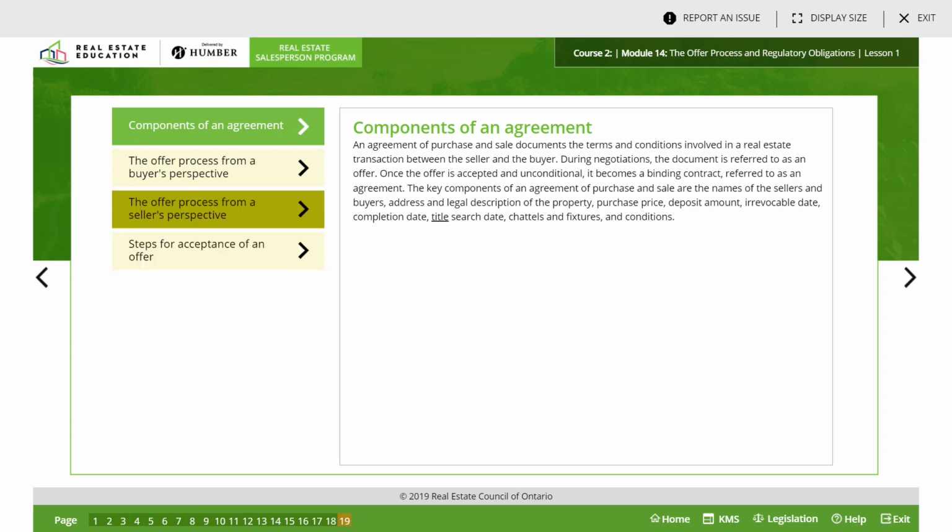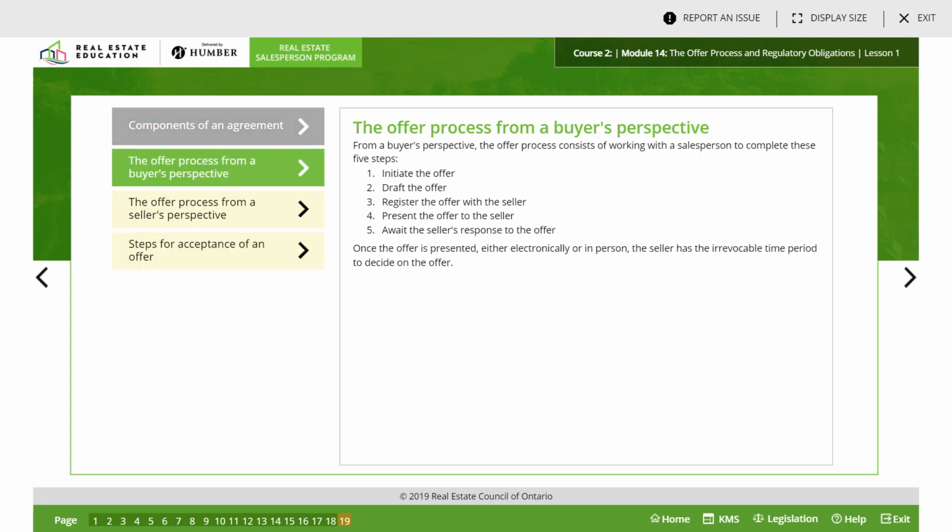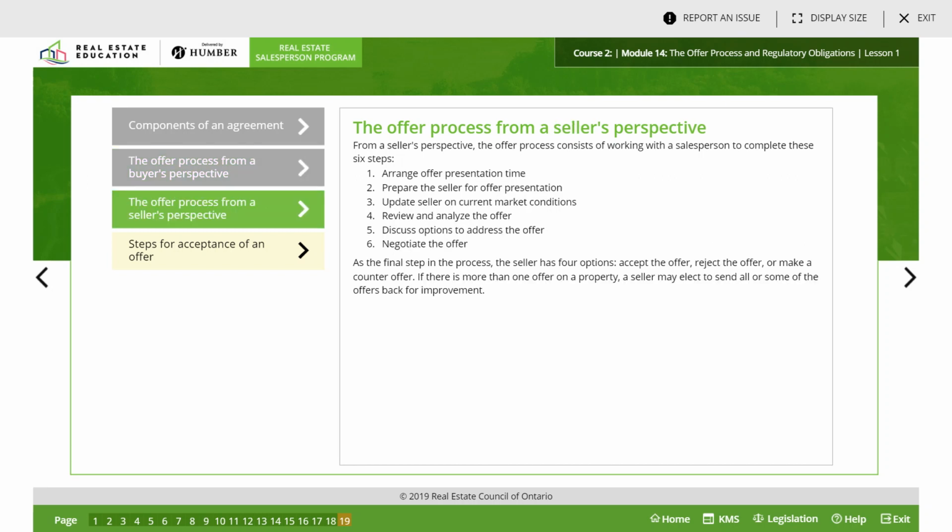Okay. The offer process from a buyer's perspective consists of working with a salesperson to complete these 5 steps. You have to initiate the offer, draft the offer, register the offer with the seller, present the offer to the seller, and await the seller's response to the offer. Once the offer is presented, either electronically or in person, the seller has the irrevocable time period to decide on the offer.